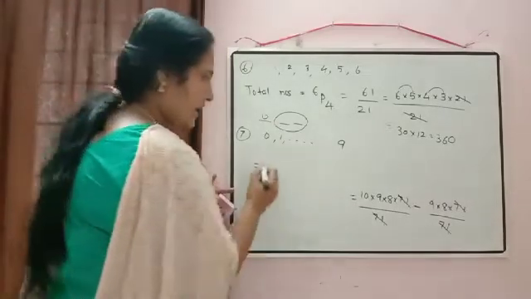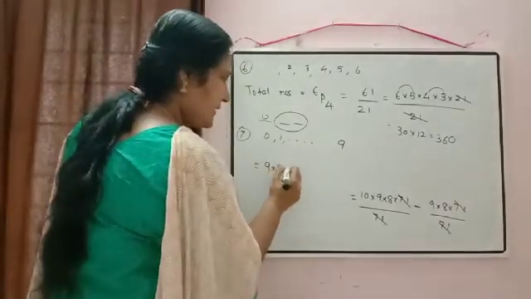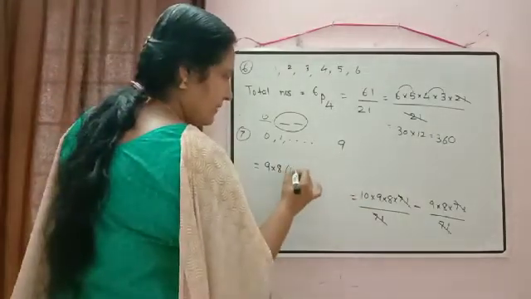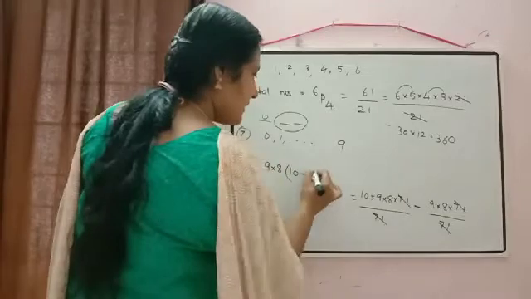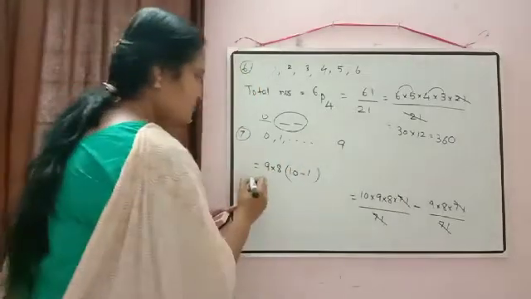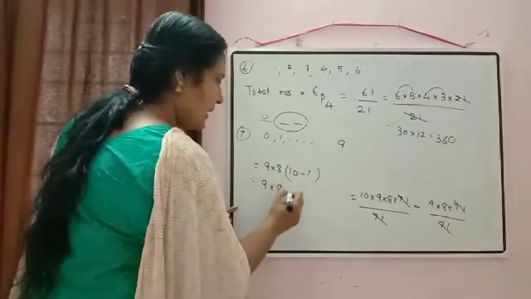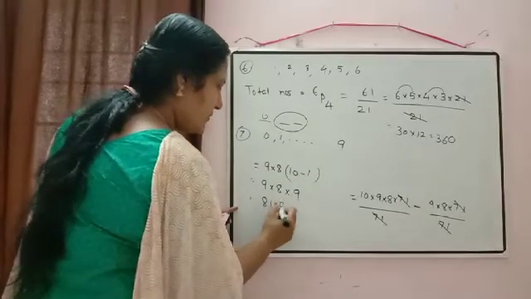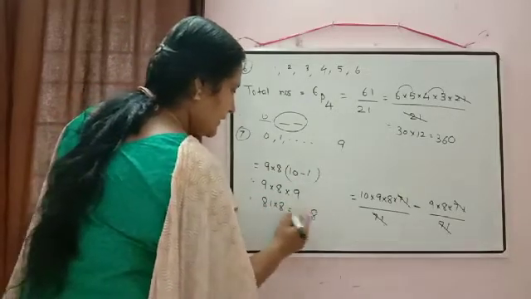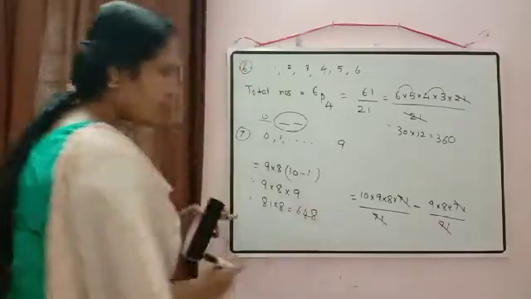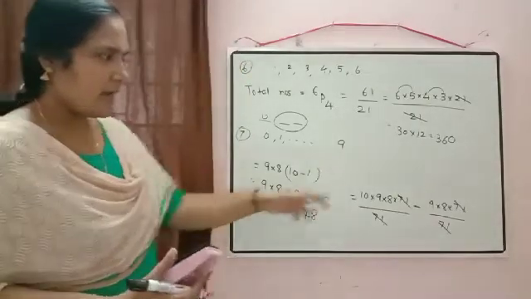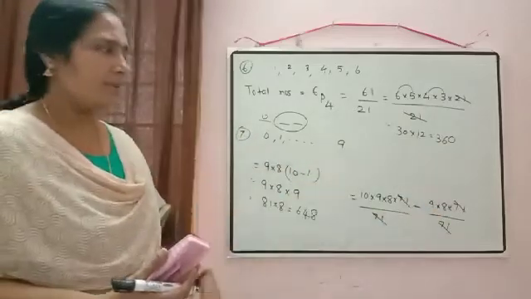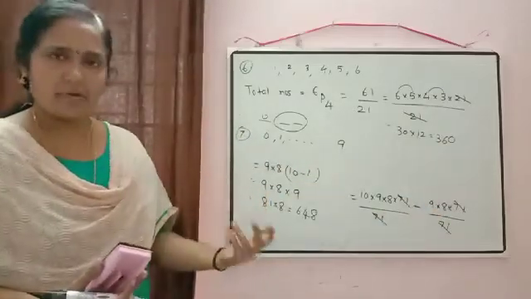So that you can take outside. 9 into 8 taken outside. What will remain here in the bracket? 10 will remain there. And here what will remain? Minus 1 will remain there. So it will be equal to 9 into 8 into 9. 9 9s are 81 into 8. So 8 1s are 8, 8 8s are 64. Either you can use this method or directly you can do the multiplication here and you can subtract. So whichever one is easy, you can use that.